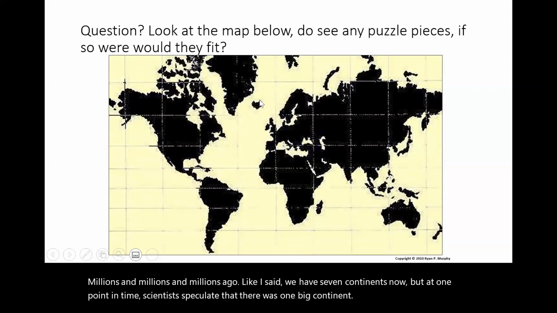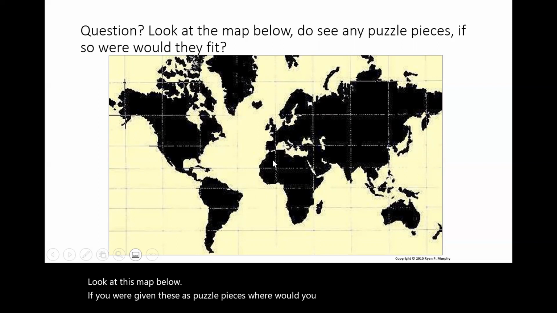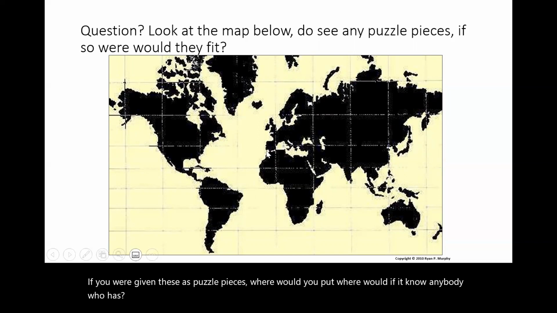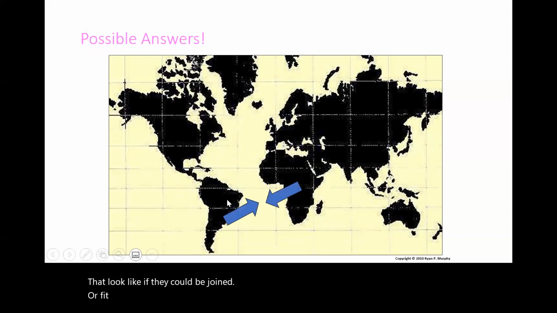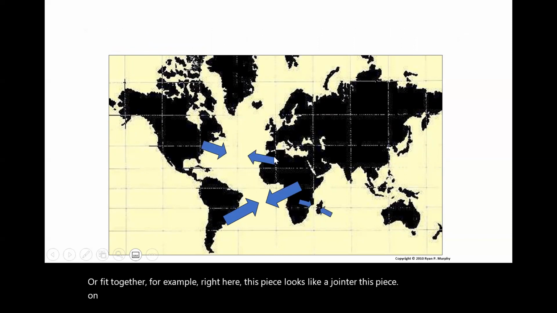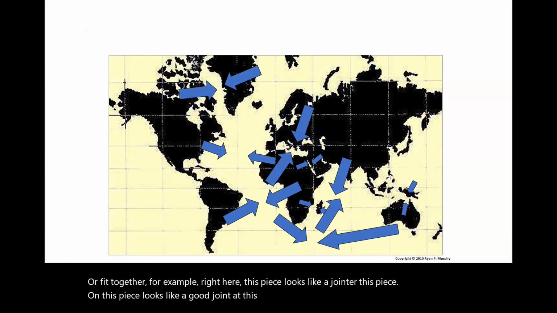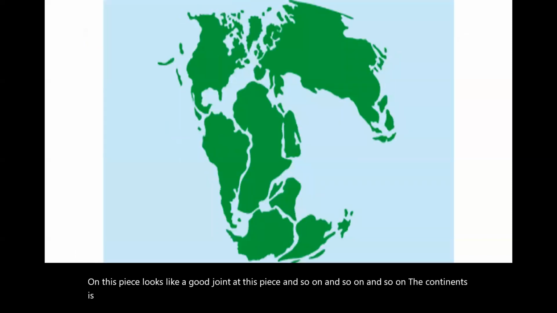Look at this map below. If you were given these as puzzle pieces, where would they fit? Now, anybody who has built a puzzle would look for pieces that look like they could be joined or fit together. For example, right here, this piece looks like it could join to this piece. And this piece looks like it could join to this piece, and so on. The continent is like a very large puzzle piece.